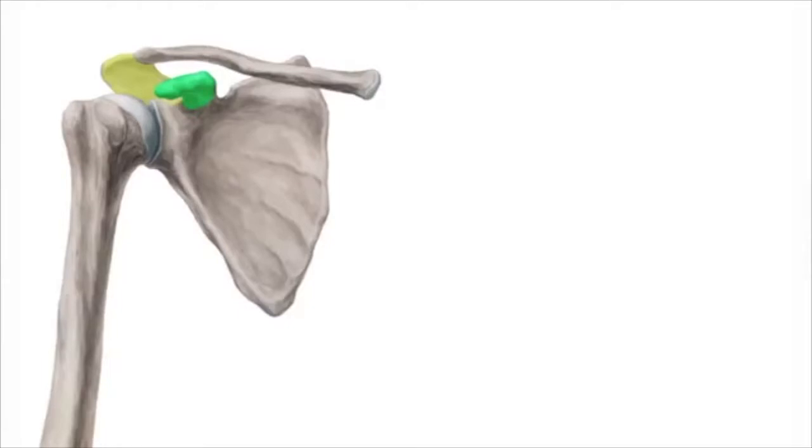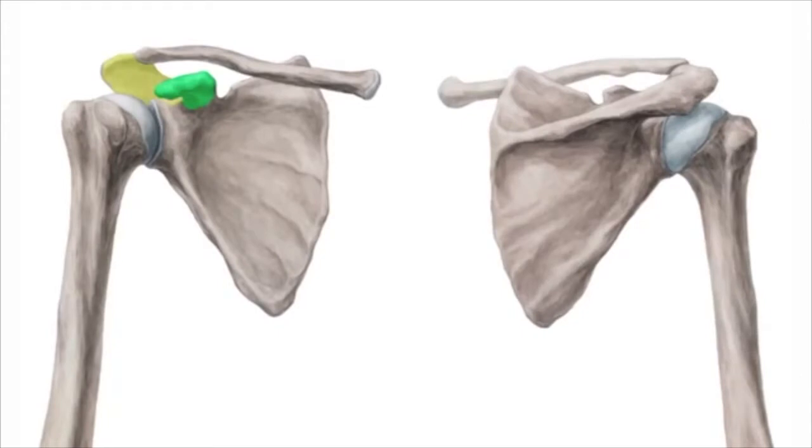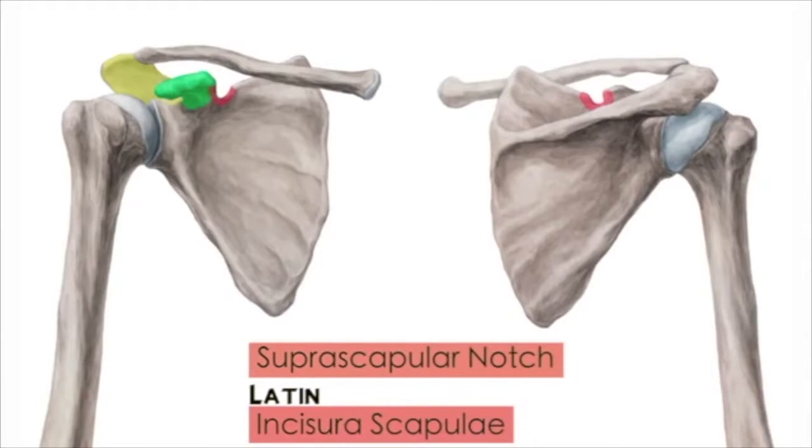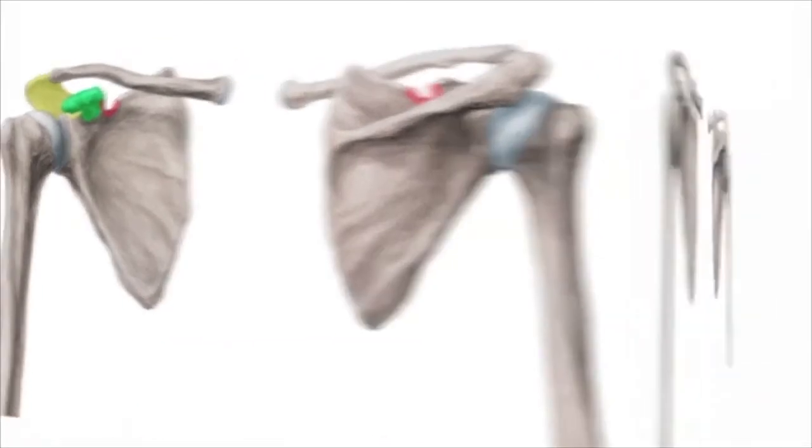Now, another structure that we want to talk about briefly is found also on the posterior side, and this is known as the suprascapular notch, highlighted in red, as you can see here. And the suprascapular notch is medial, so it's found medial to the coracoid process, or to the base of the coracoid process, and it's on the superior margin of the scapula, or the superior border.